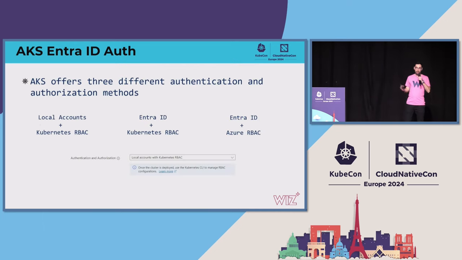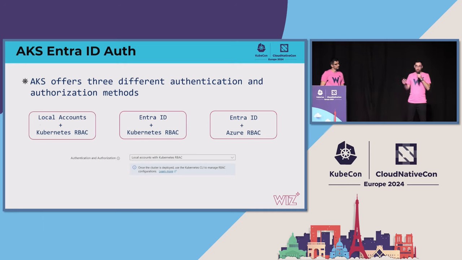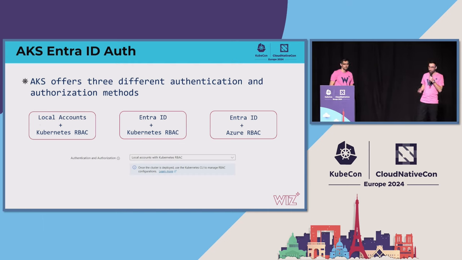So let's first see how many different authentication and authorization methods AKS offers. The first one is local accounts with Kubernetes role-based access control, basically the one we all know. The second one is Entra ID with Kubernetes role-based access control, basically maintaining the authorization model. And the third one is Entra ID authentication, but this time combined with Azure role-based access control, which is Azure's own controls, which are not unique to Kubernetes. It also supports many other services. In the next few slides, we'll focus only on clusters which are configured with Entra ID authentication.